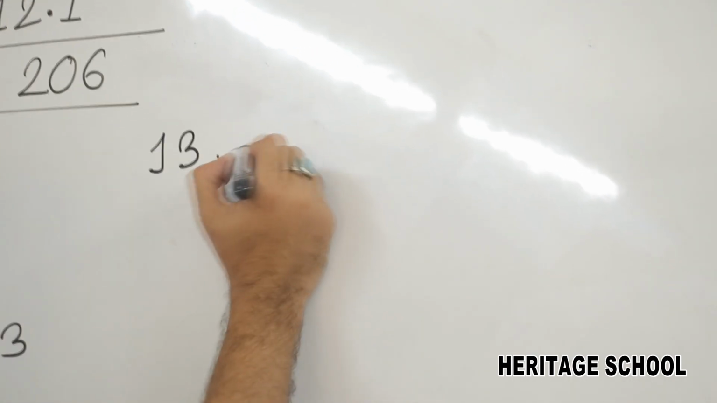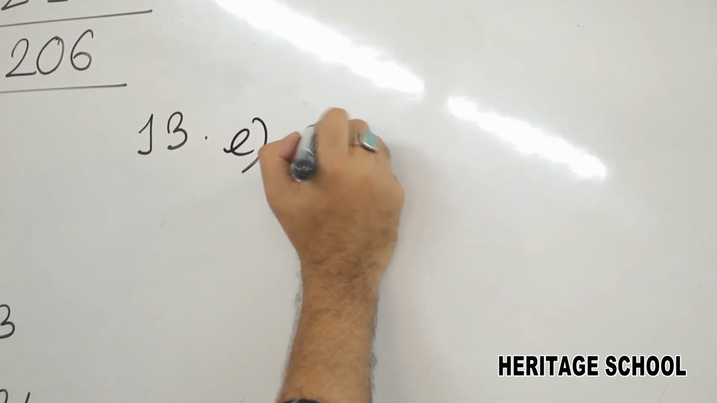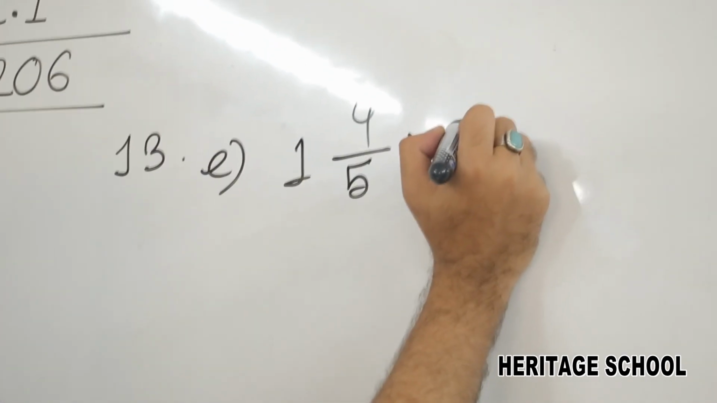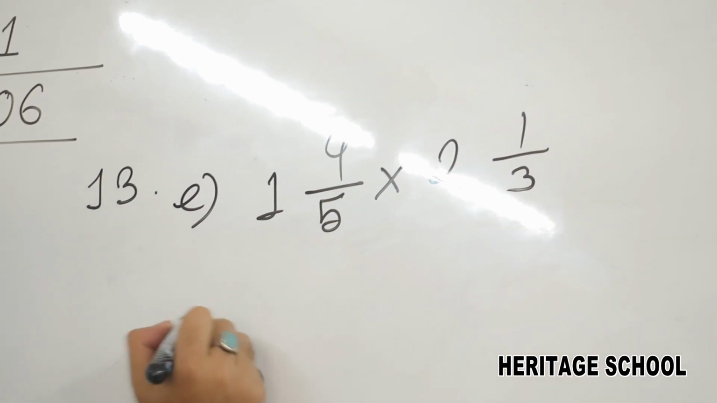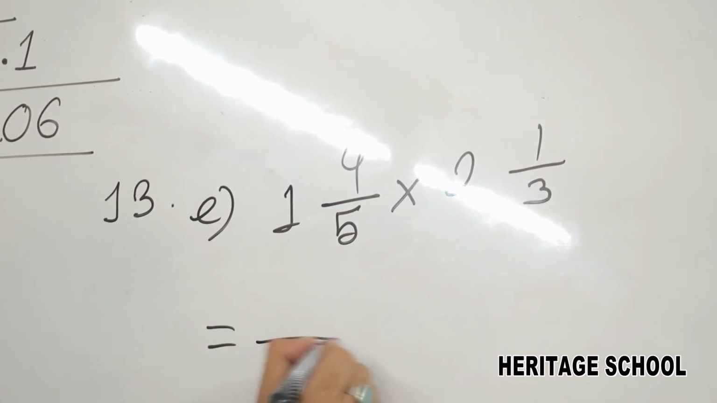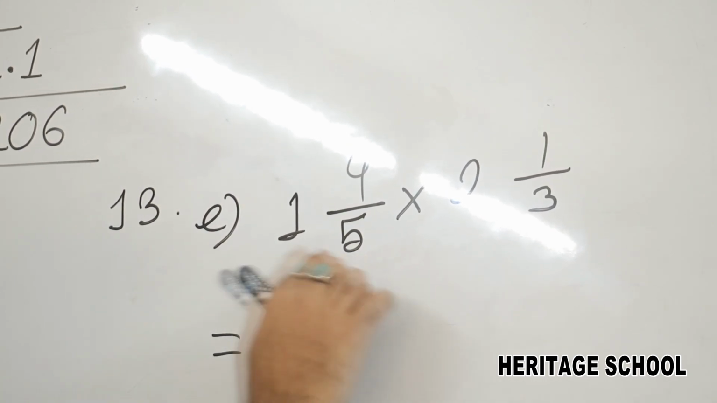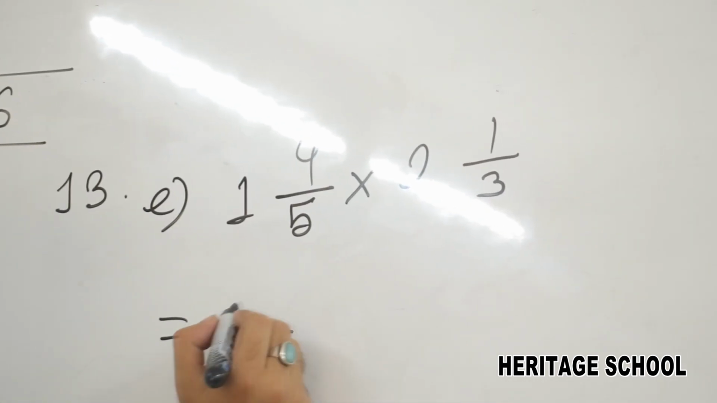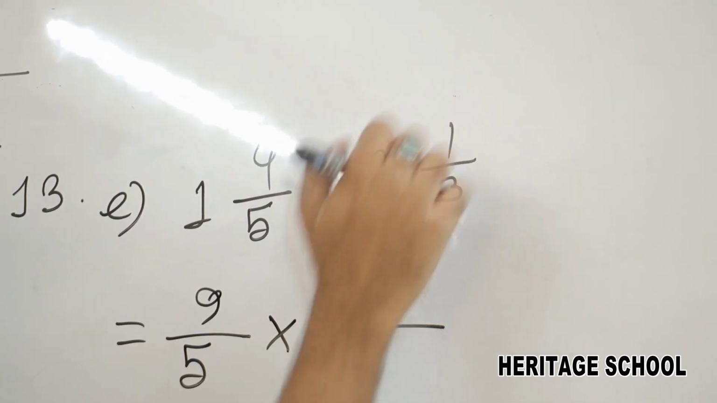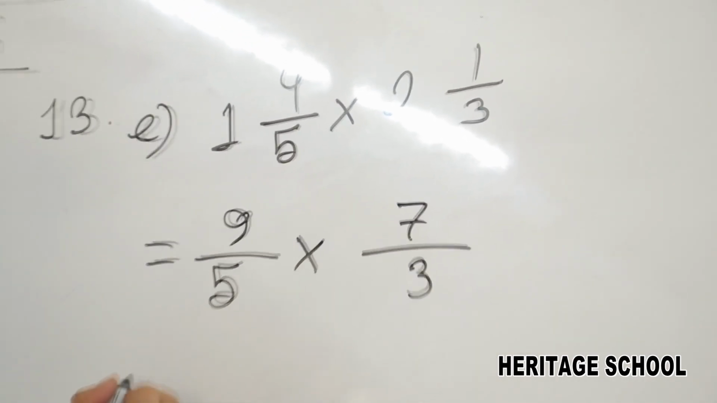Which number should I solve? I am solving the harder one. Number E, 1 whole 4 by 5 and 2 whole 1 by 3. If I have this multiplication of two mixed numbers, we have to convert the mixed to improper. 5 times 1 is 5, plus 4, 9 by 5. 3 times 2 is 6, plus 1, 7 by 3.